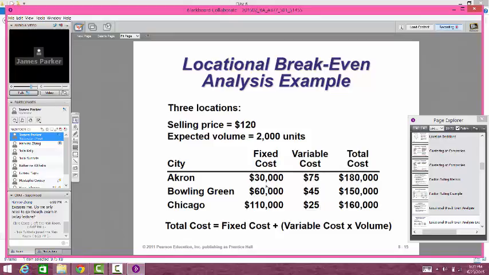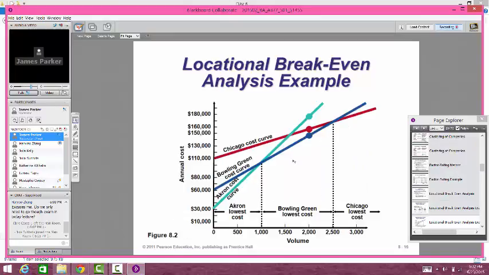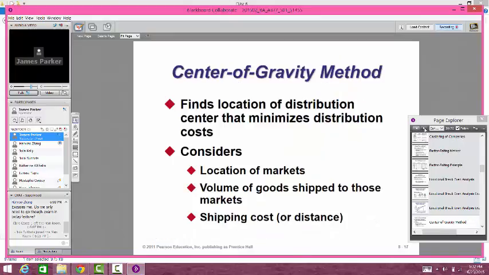And so by doing the math across, you'd come up with different numbers based upon a certain volume. Well, as that volume changes, the locations will also change. So if you're doing low production, Akron, which has the low fixed cost, is going to be the best location. Middle production, 1,000 to 2,500, Bowling Green. And then when you get up into high production, Chicago, even though it had very high fixed cost, you're doing so many units that the low variable cost carries some weight. So if you've got that situation, that's one way to do it.